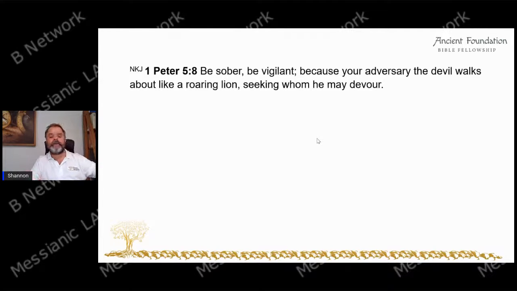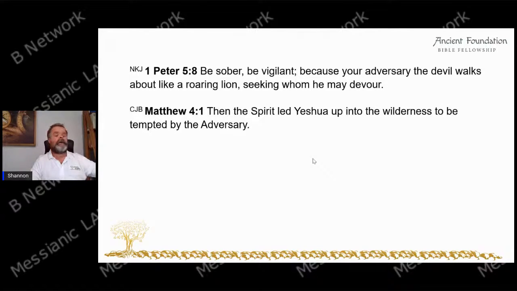So again, we're talking about the characteristics that are displayed by Satan and those who are influenced by him. The next verse is the Complete Jewish Bible version. In Matthew 4:1 in the Complete Jewish Bible, it says, "Then the Spirit led Yeshua up into the wilderness to be tempted by the adversary." So here we see that he tempts.